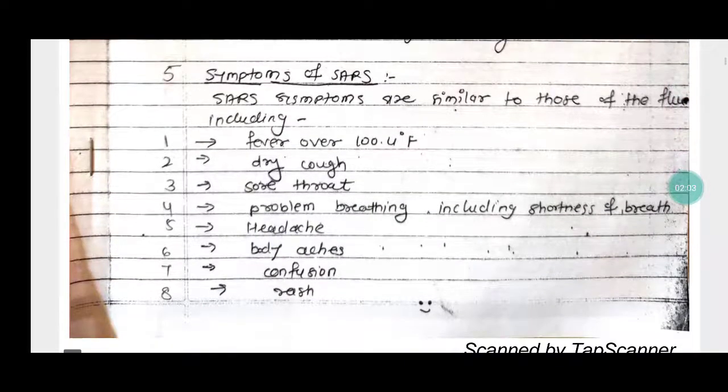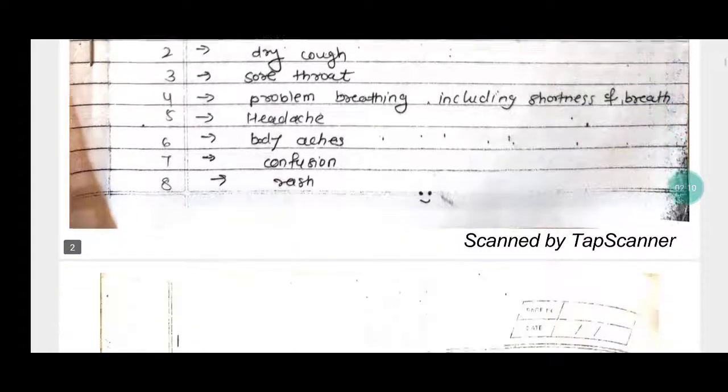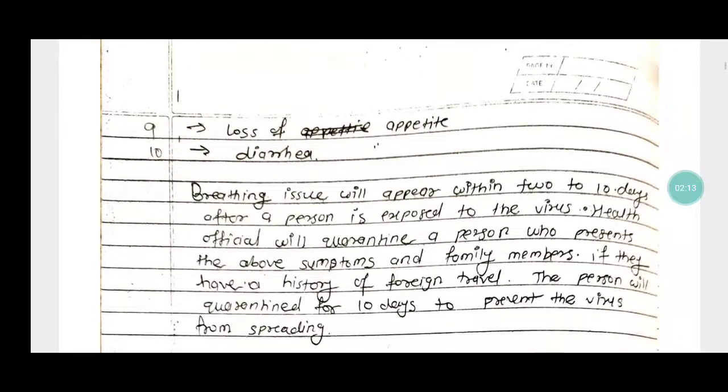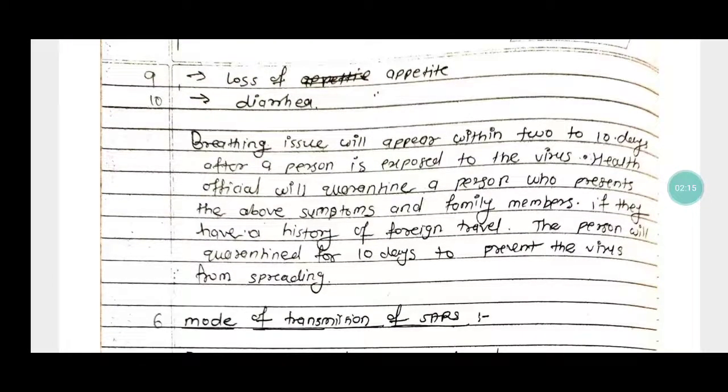So the symptoms for SARS are fever, dry cough, sore throat, breathing problem, headache, body ache, confusion and rashes, loss of appetite, and lastly diarrhea. The breathing issue will appear within 2 to 10 days after a person is exposed to the virus. The health official will be contacted, and a person who presents the above symptoms, and the family members, if they have a history of foreign travel, will be quarantined for 10 days to prevent the virus from spreading.